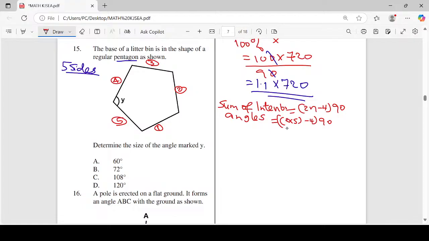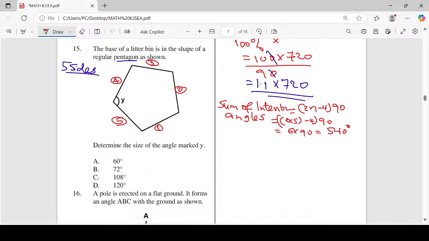So 2 times 5 is 10, minus 4, that is 6, times 90. This is going to give you 540 degrees. That is the sum of interior angles of this pentagon, 540 degrees.